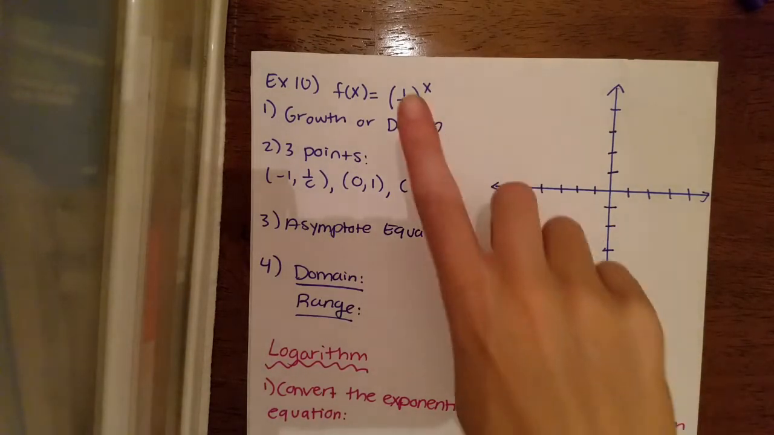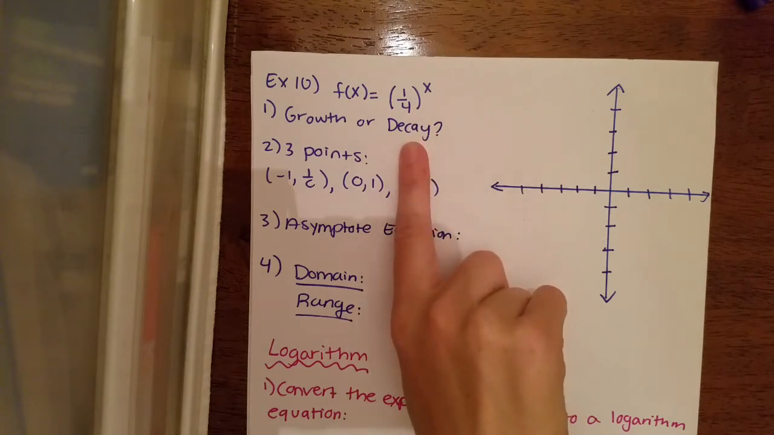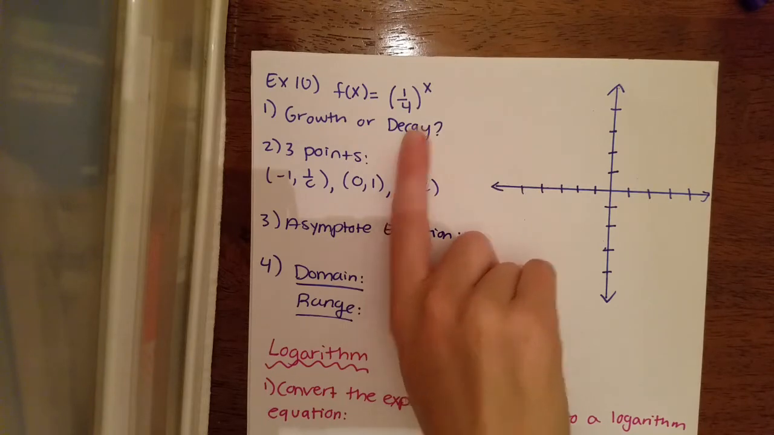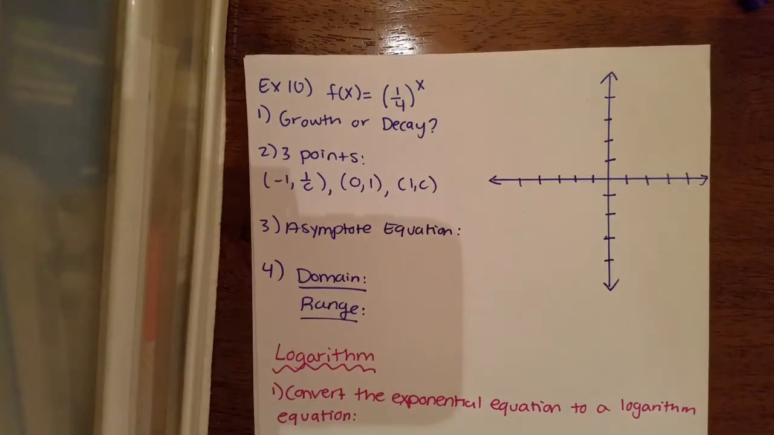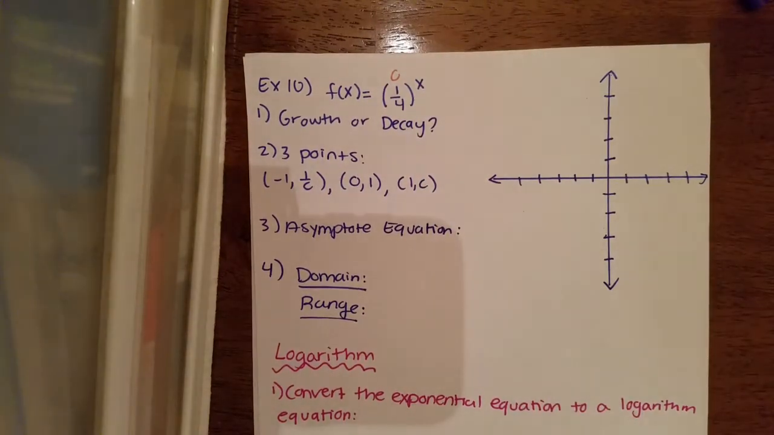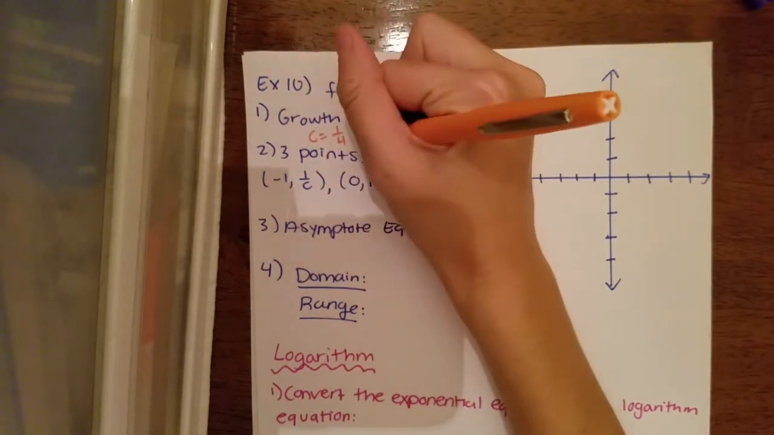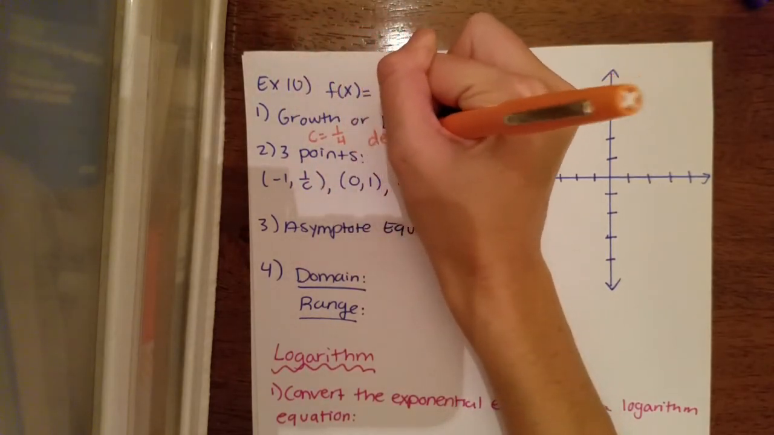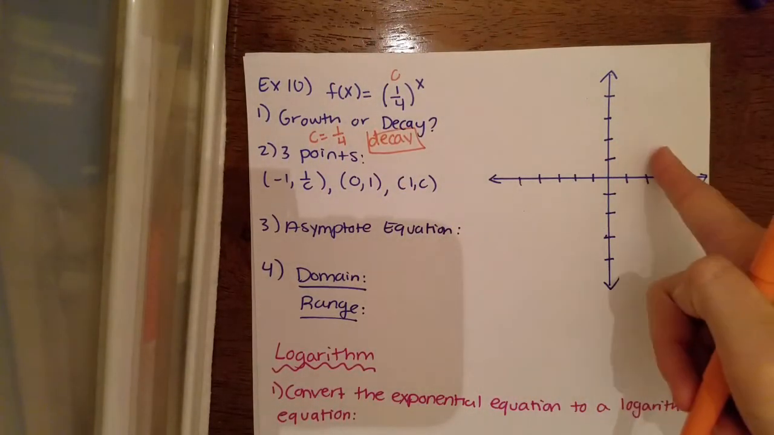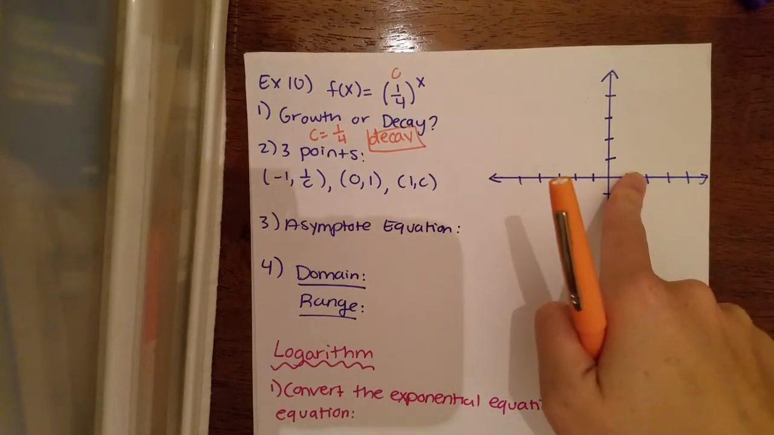Alright, so the first step, we are dealing with our exponential graph, and the first thing we do is determine if this is a growth or a decay. We look at the base to determine that, our C value. Our C value is a fraction, which means this will be a decay. So when we graph it, we already know that from left to right, the graph should decrease since it is a decay problem instead of a growth problem.